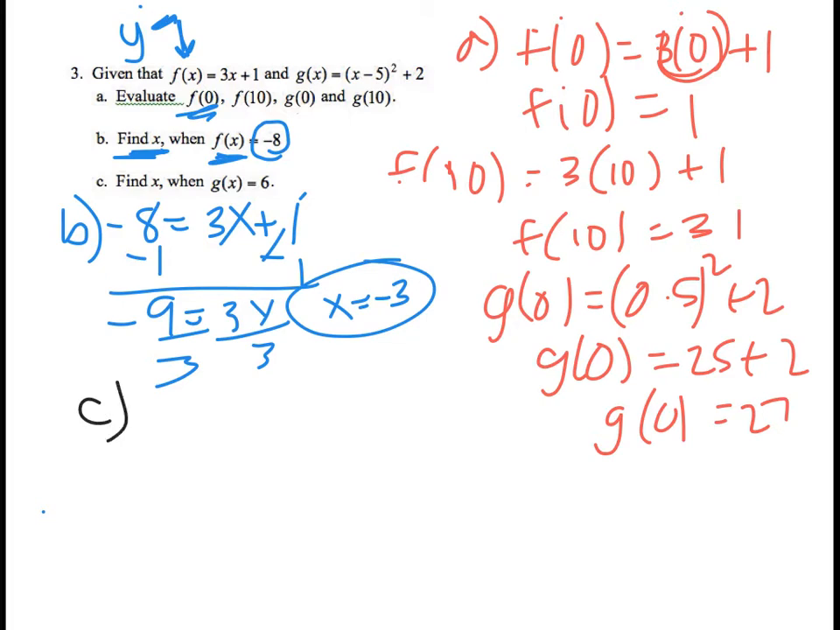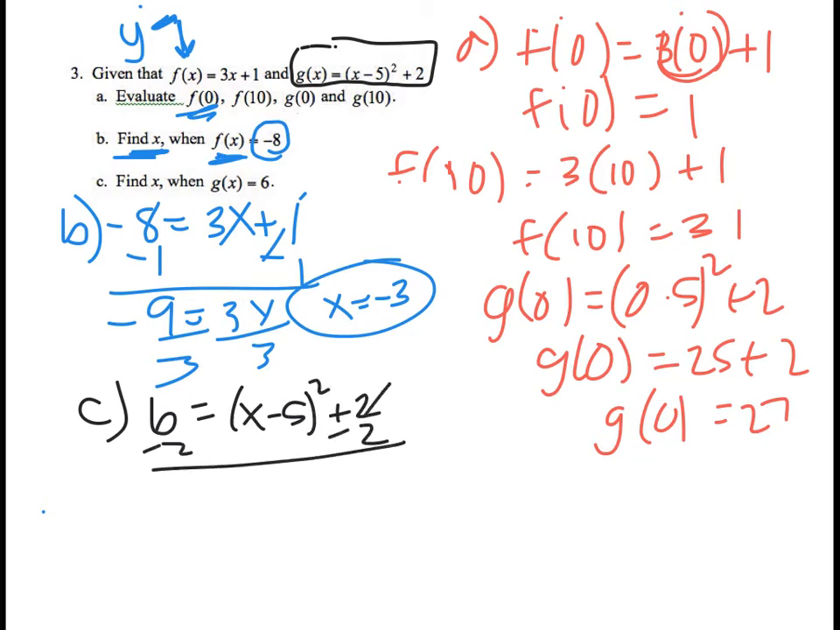So it says find x. We know we can't have x if we're looking for it if g of x equals 6. So if I'm looking for g of x, make sure you're using the equation g of x up here. So I'm going to have 6 is equal to (x minus 5) squared plus 2. I'm going to subtract 2 first. I get 4 is equal to (x minus 5), that's still squared.